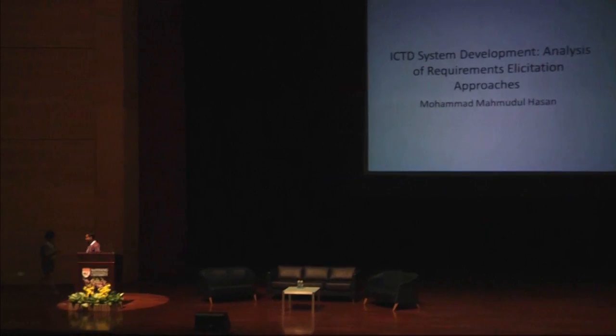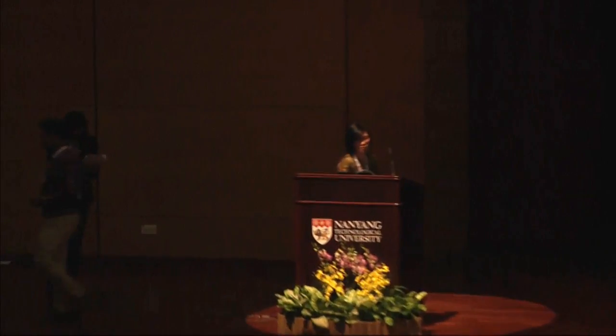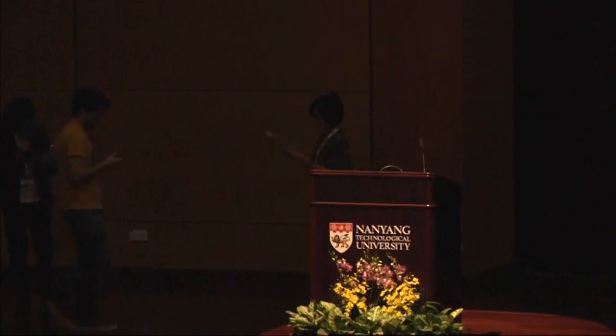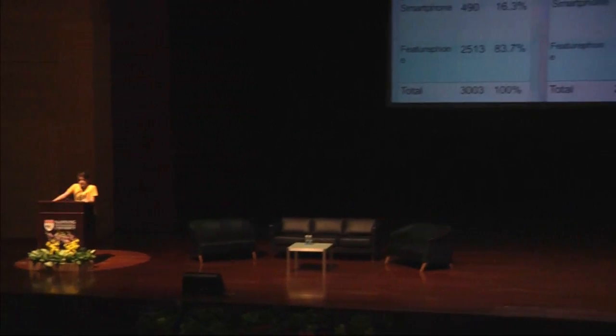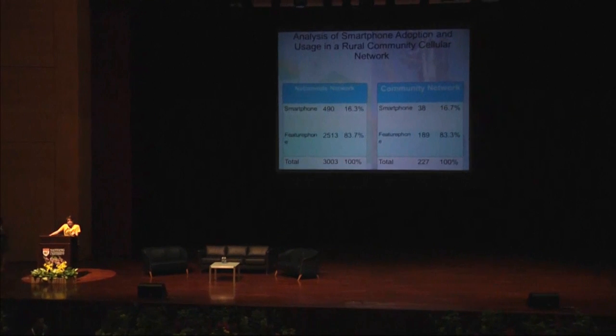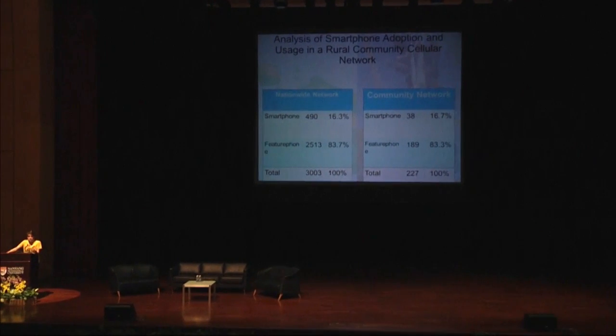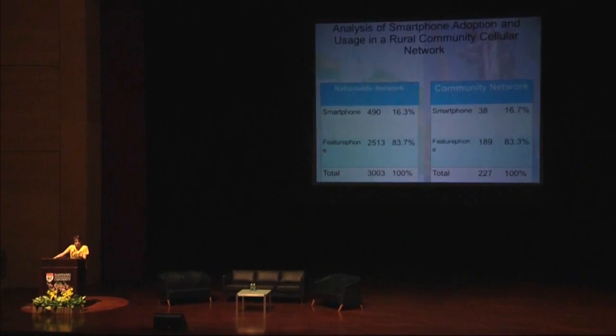Thank you. Analysis of smartphone adoption and usage in a rural community, cellular network, Curtis Heimer et al. I'm Curtis. I build cell phone networks in rural areas, and one of the properties of that is that every phone in the area tries to connect. Using this data, we analyze smartphone adoption in remote Papua, Indonesia. Thanks.